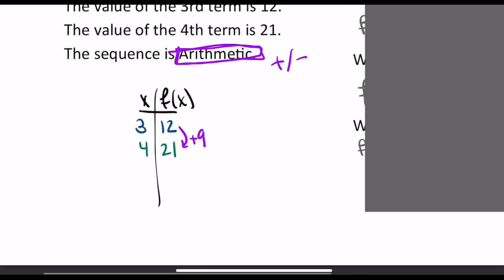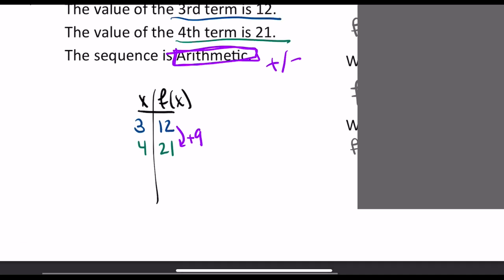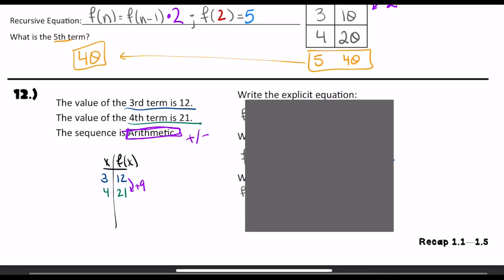So we know the third term, which is what I have written out in dark blue here, is 12. And then in dark green here, I have the fourth term is 21. So that's how I wrote it out. I know it's arithmetic, so how do I get from 12 to 21? Well, I add by 9. So from here, I actually can just do all the things that I've been doing.